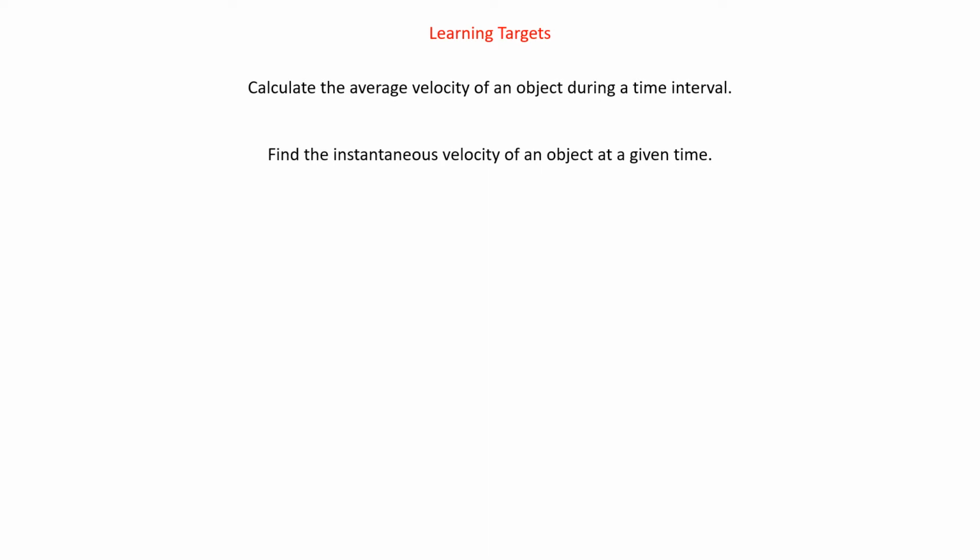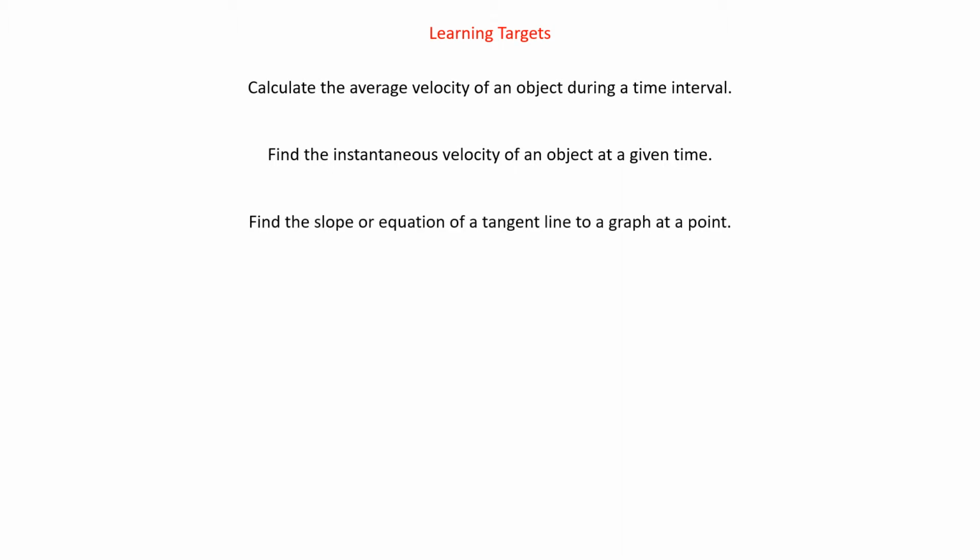Our learning targets for today, we're going to calculate the average velocity of an object during a time interval, which is remarkably easy. It's just total distance divided by total time. We'll see that in a second. We're going to find the instantaneous velocity of an object at a given time. Instantaneous velocity would be the distance gone in 0 seconds divided by 0 seconds. That's the same issue that we're going to have with the tangent line. So we're going to see how we can deal with that.